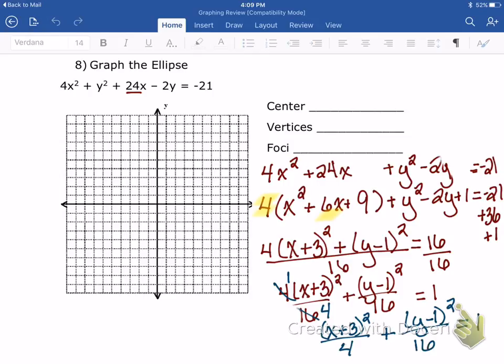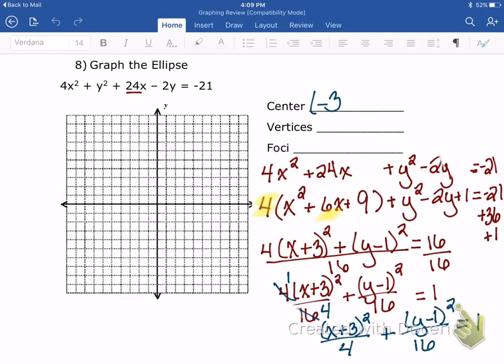Okay, so we are now in the correct format. We are able to identify our center, our vertices, and our foci. So again, I want you to remember that here we've got x plus 3 squared. The formula is x minus h. So our x value of our center is going to be the opposite of that. So it's x minus negative 3. So our x value of our center is negative 3.